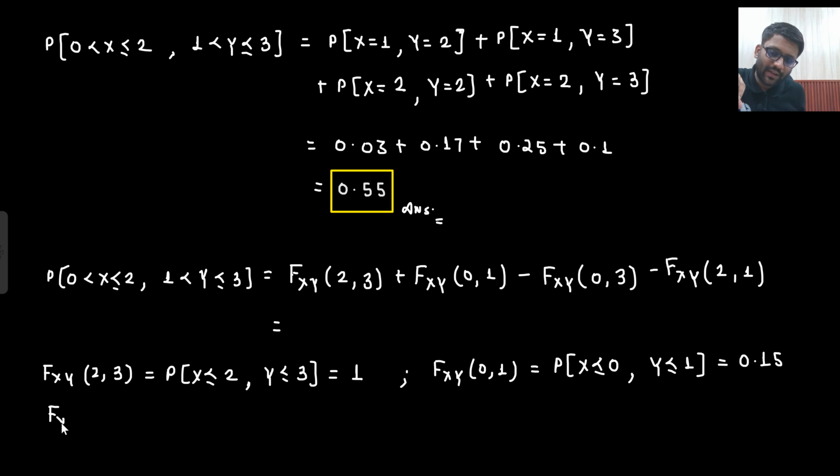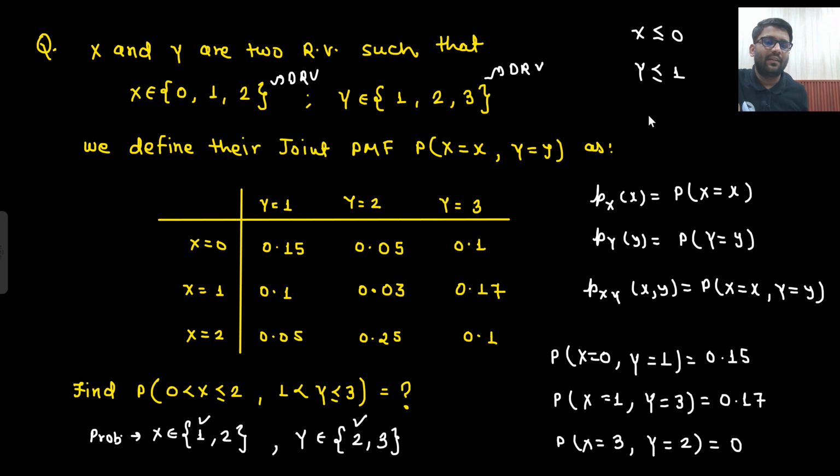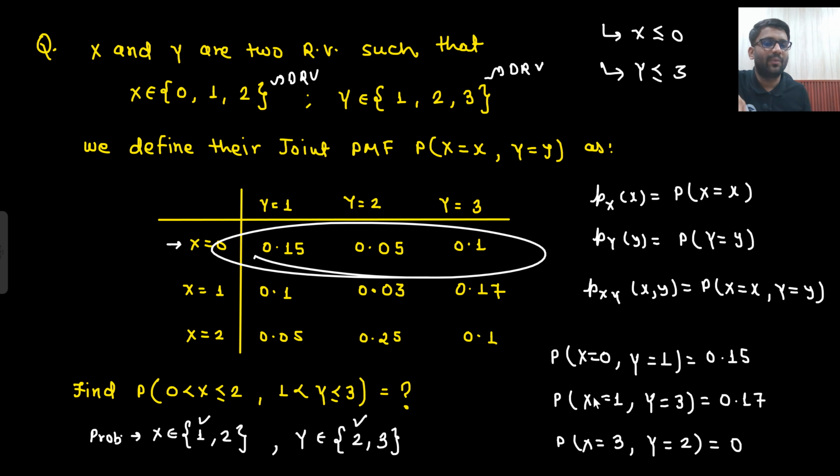What about F(0, 3)? Probability of random variable x taking value lesser than equals to 0, y taking value lesser than equals to 3. That means all the values of y will come, but only one value of x will come, that is x equals to 0. That means you can take x equals to 0, y equals to 1, x equals to 0, y equals to 2, x equals to 0 and y equals to 3. That means all these will come into action. Are you able to understand this point?